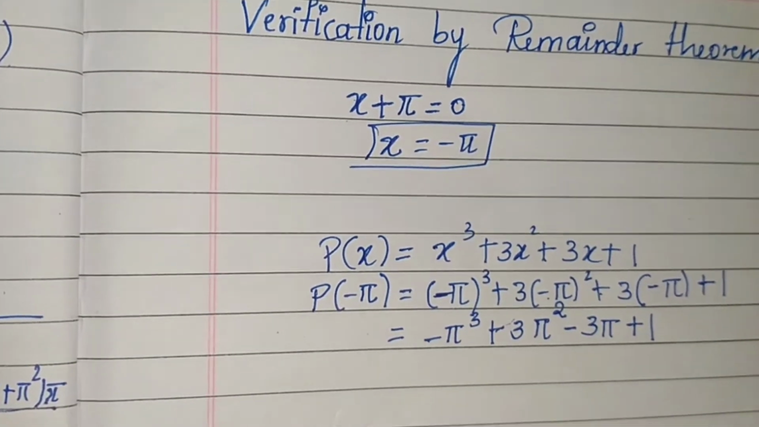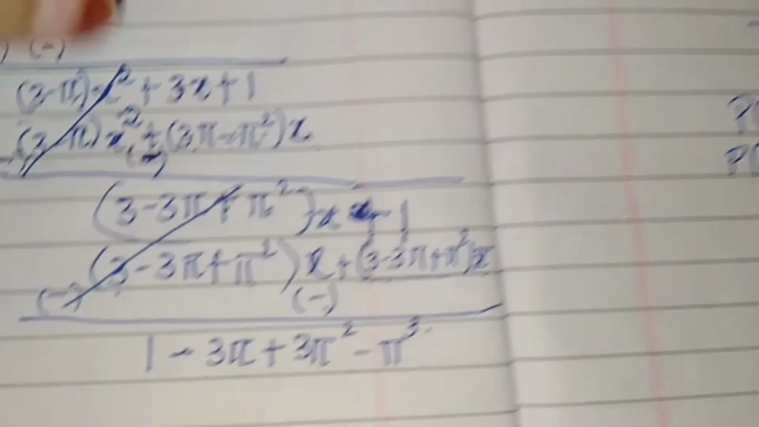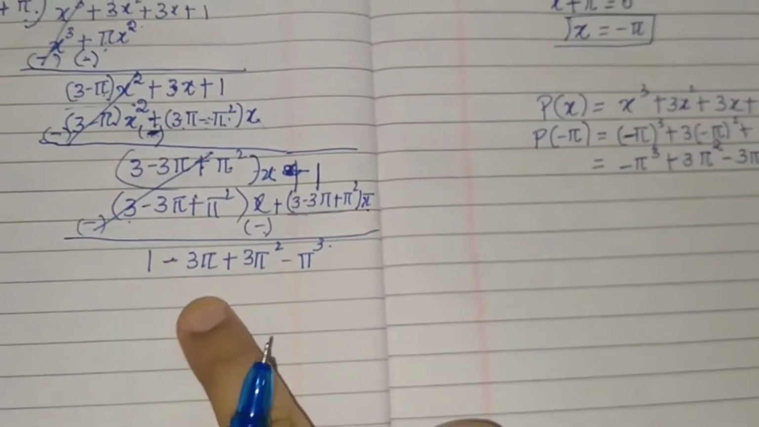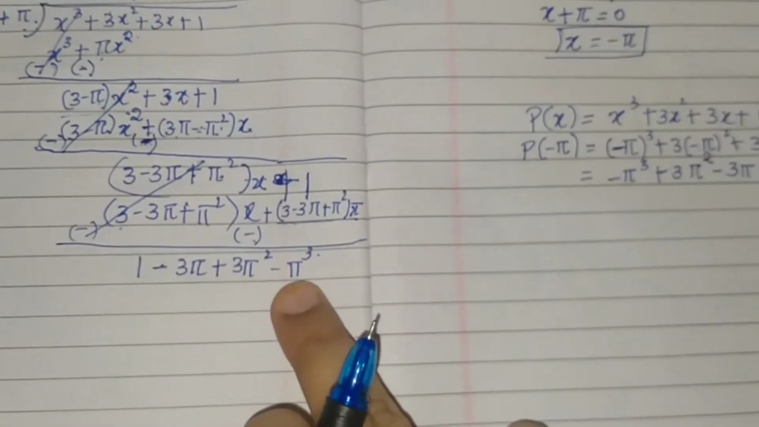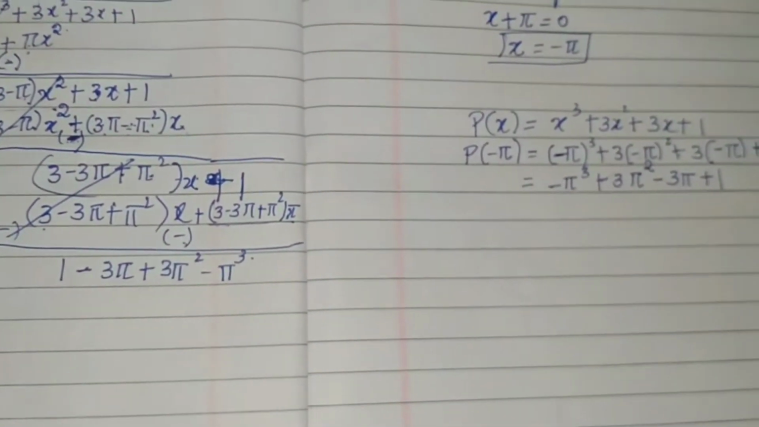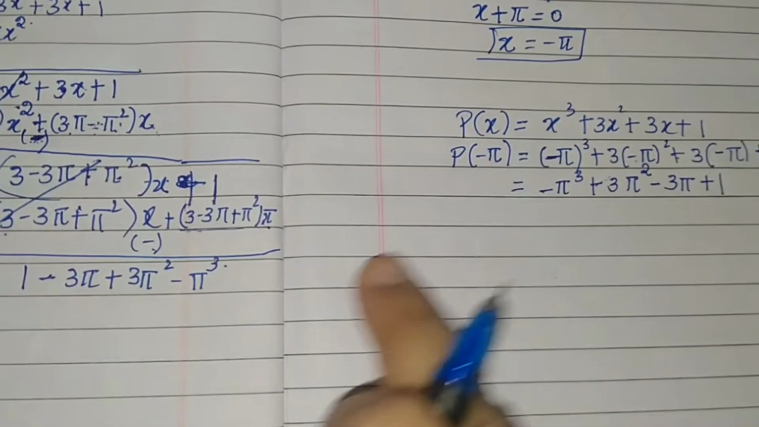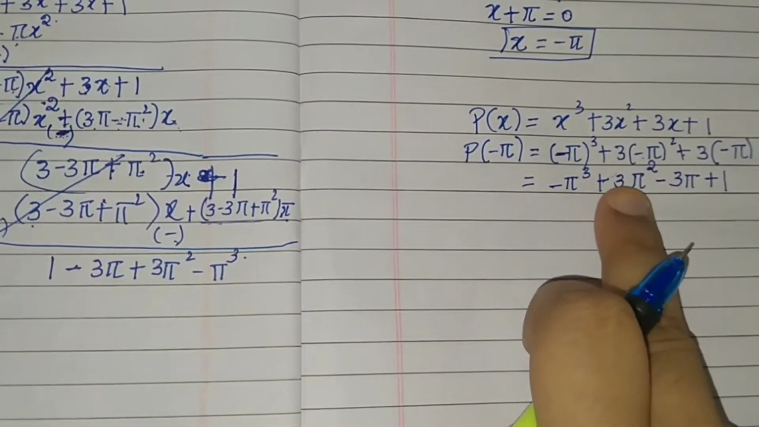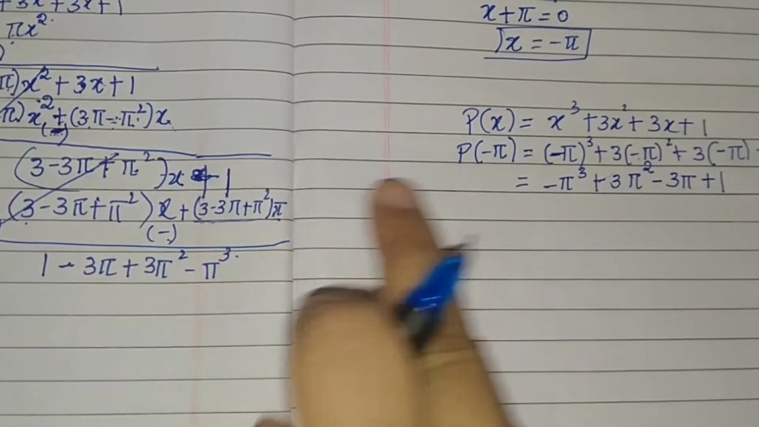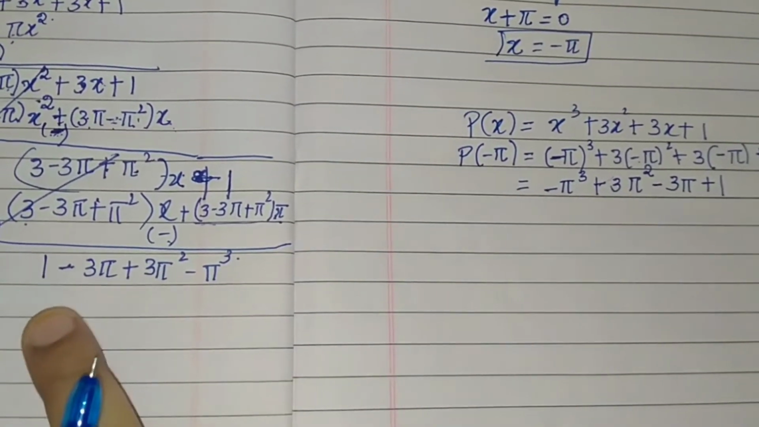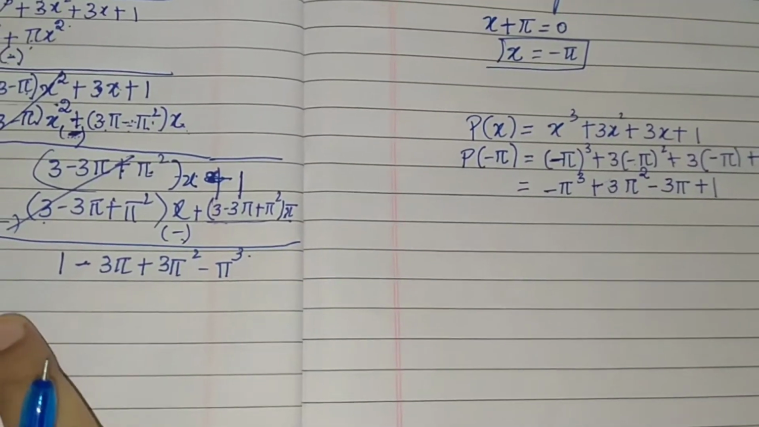So you can verify the remainder. What did you get over here? 1 minus 3 pi plus 3 pi square minus pi cube. So first you can see minus pi cube plus 3 pi square minus 3 pi plus 1.